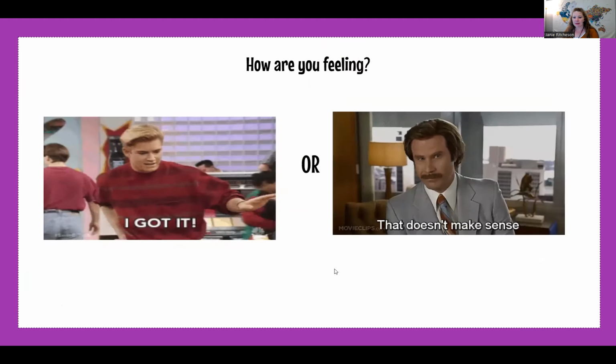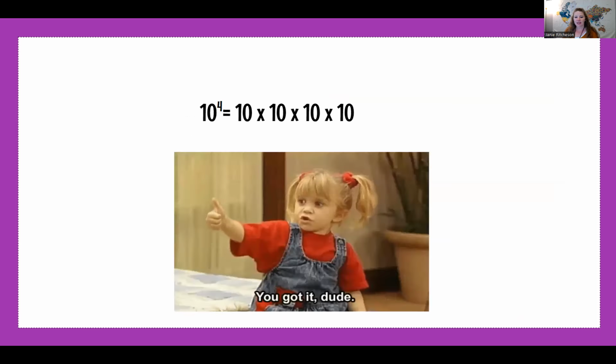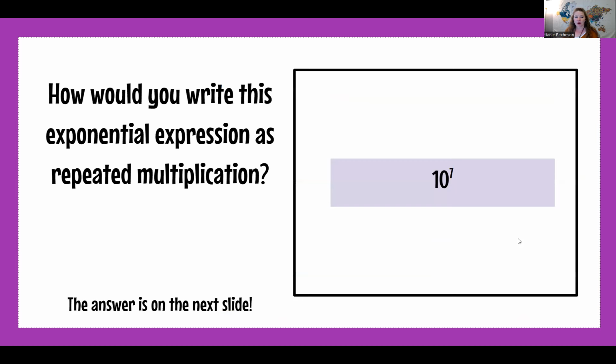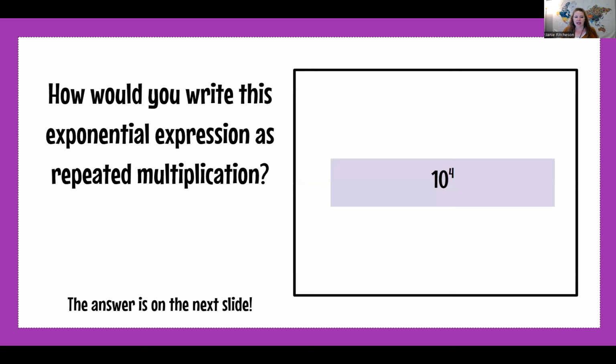How are you feeling? Does that make sense? I hope so. All right, you guys try. How would you write the exponential expression as repeated multiplication? How do you write 10 to the fourth as repeated multiplication? I bet you guys already know it. It's 10 times 10 times 10 times 10. You got it. Or what about this one? How do you say this, you guys? 10 to the seventh power, or 10 raised to the power of 7. Both of those are appropriate. Multiply 10 together 7 times.